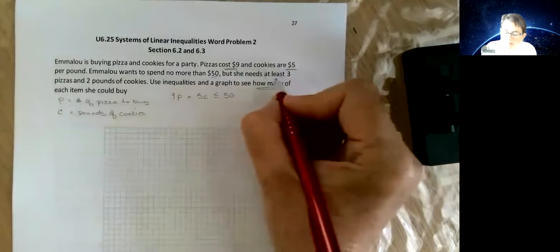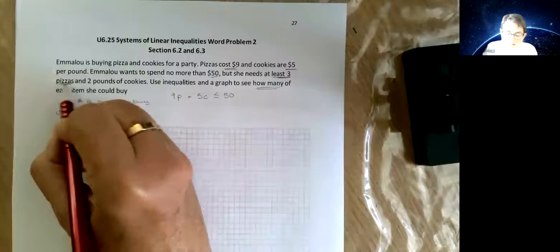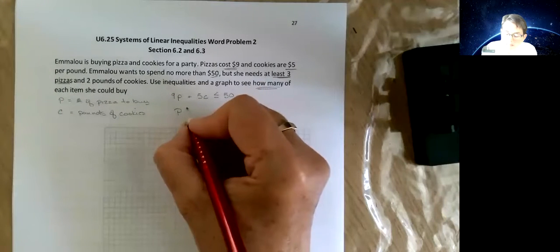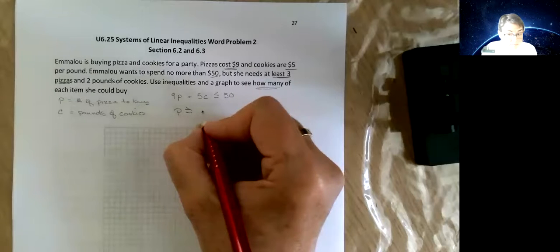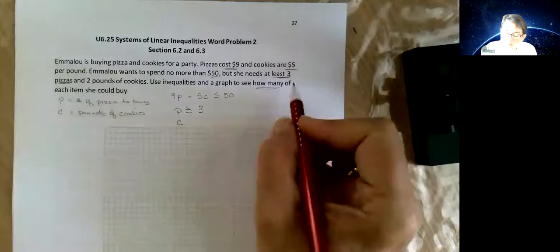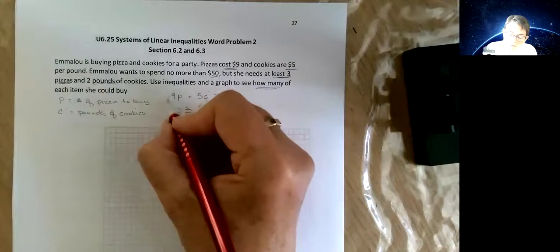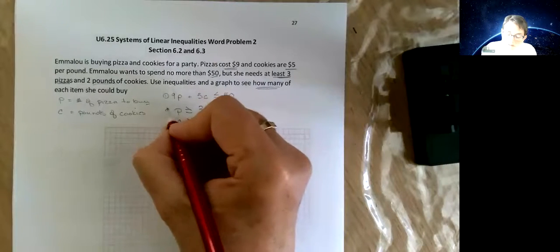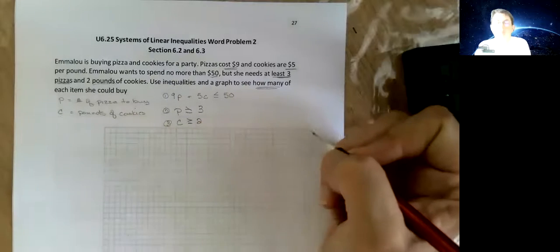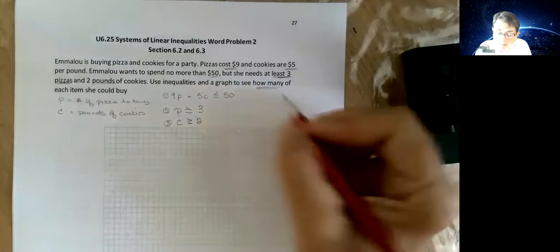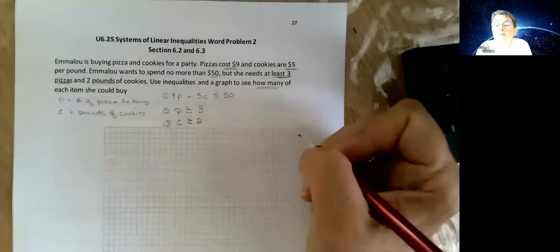But what about this? She needs at least 3 pizzas. So my pizza needs to be greater than or equal to 3. And my cookies, at least 2 pounds of cookies, greater than or equal to 2. So there's actually 3 different equations we have to worry about. And you know what, that's all we really need to worry about now.